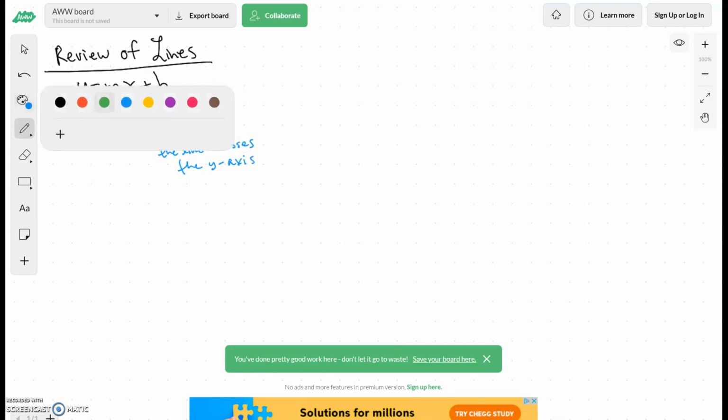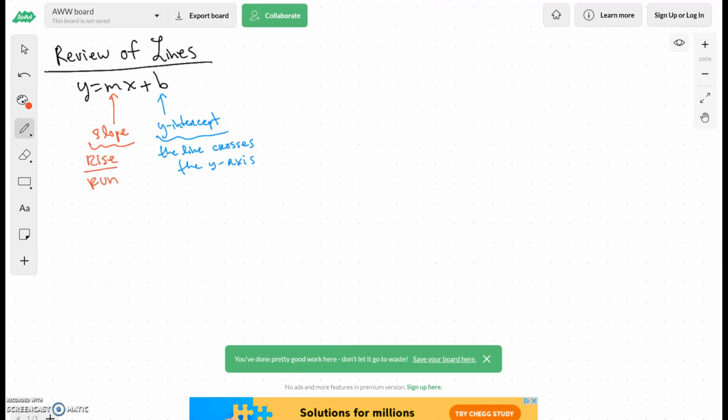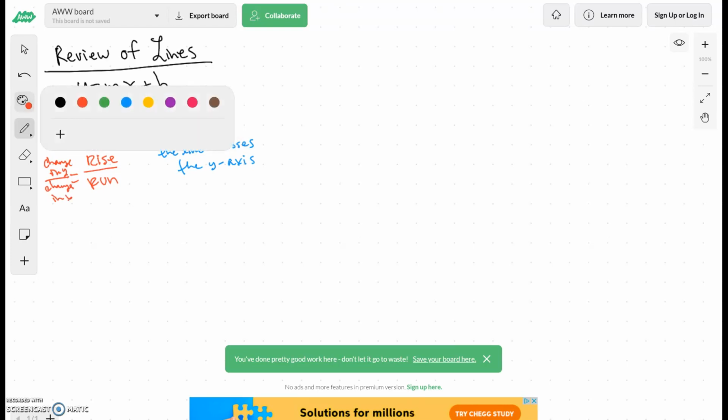Now, the way we usually categorize slope is with the rise over the run. We can also say it's the change in y, how much y is changing, divided by the change in x. So how much are x and y changing?